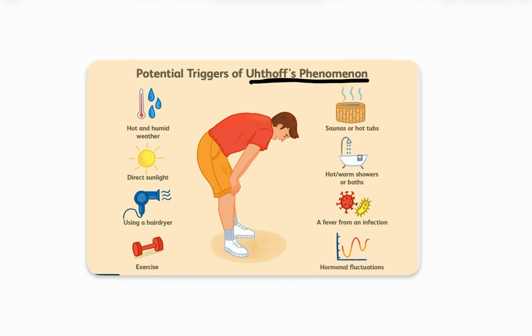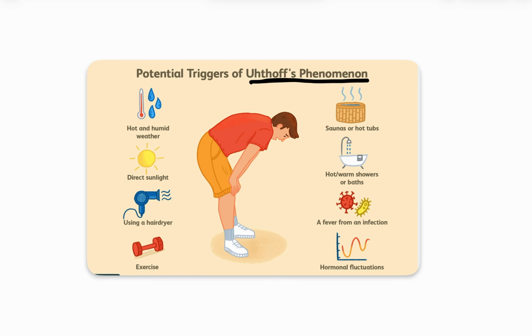Uthoff's phenomenon is actually the worsening of the neurological symptoms when the patient is exposed to heat. Did you get that? The patient is already having neurological symptoms. What are the neurological symptoms the patient has when they have multiple sclerosis? So as I was saying earlier: nystagmus, intention tremor, scanning speech, diplopia, vertigo, blurred vision, ataxia. All these neurological symptoms are already present if the patient has multiple sclerosis. But these symptoms will worsen when the patient comes in contact with heat.